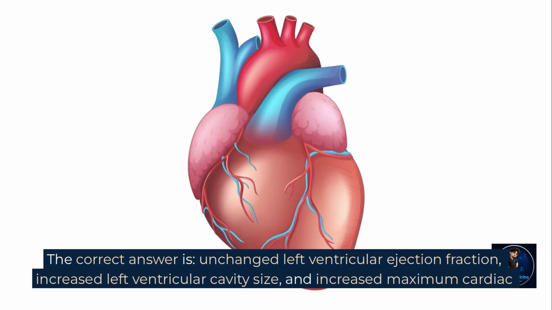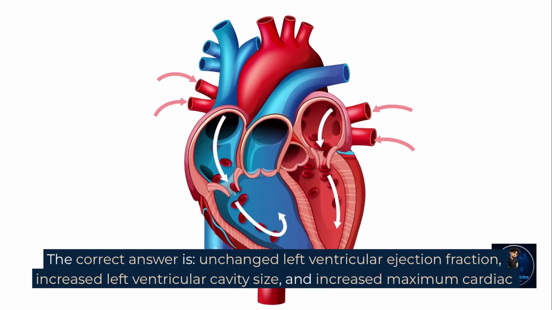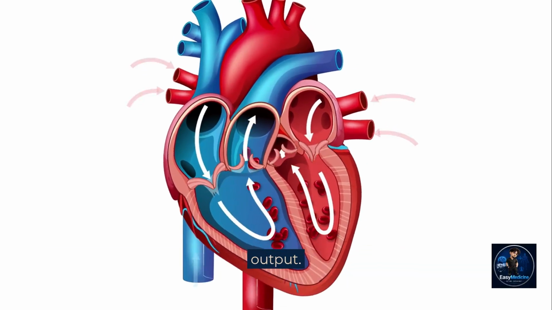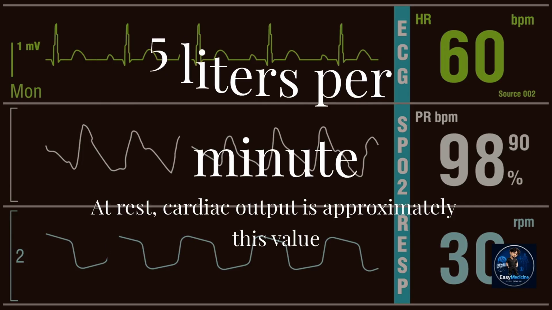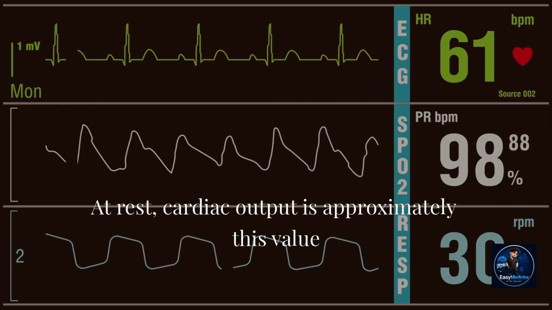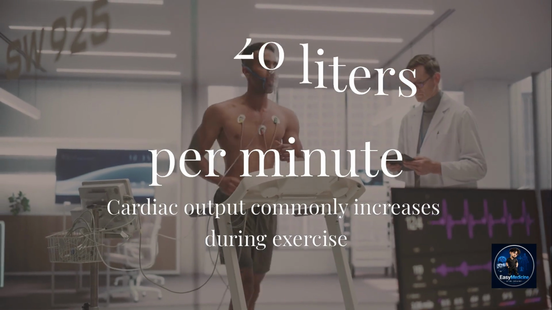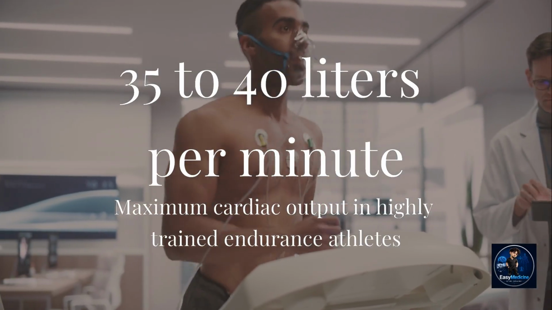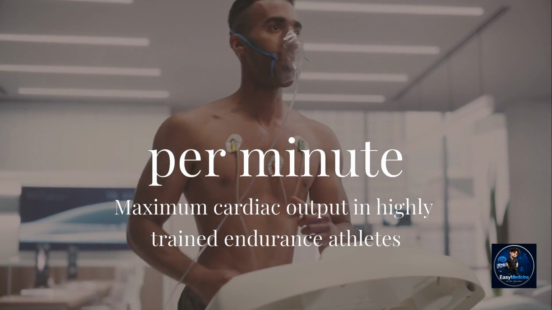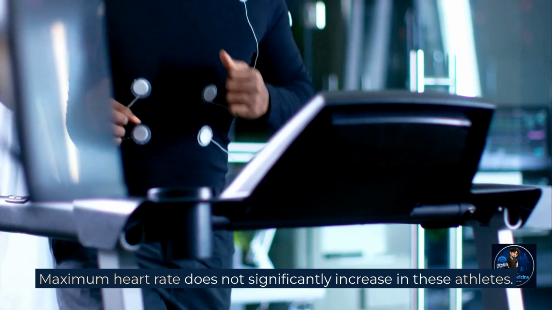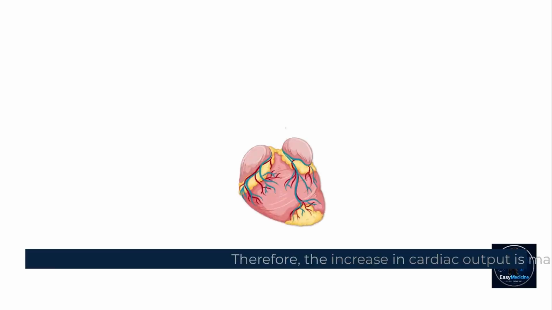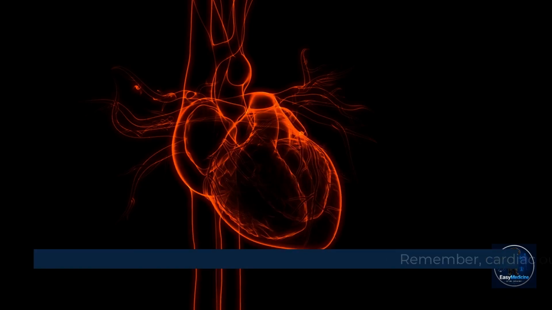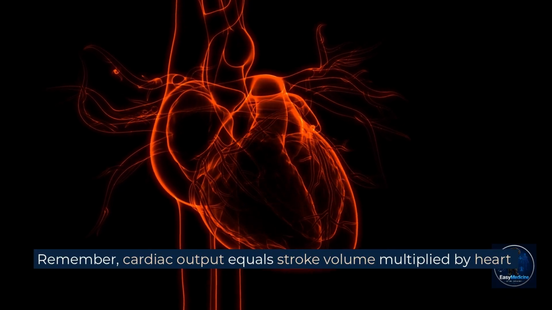The correct answer is unchanged left ventricular ejection fraction, increased left ventricular cavity size, and increased maximum cardiac output. At rest, cardiac output is approximately 5 liters per minute. During exercise, it commonly increases to 15 to 20 liters per minute. However, in highly trained endurance athletes, cardiac output can reach up to 35 to 40 liters per minute. Maximum heart rate does not significantly increase in these athletes. Therefore, the increase in cardiac output is mainly due to an increase in stroke volume. Remember, cardiac output equals stroke volume multiplied by heart rate.